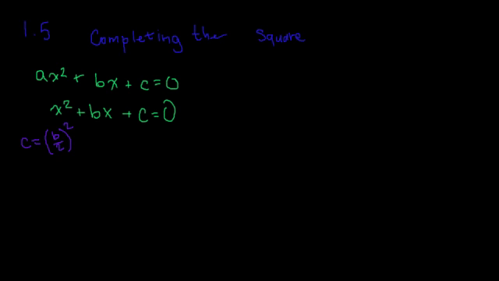Because look at this. Actually, first we'd have to boil it down. So we'd get x squared plus bx, and since c is going to be b over 2 squared, plus b over 2 squared is equal to 0.